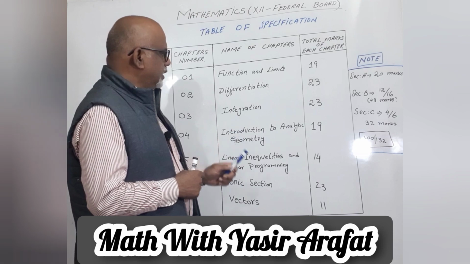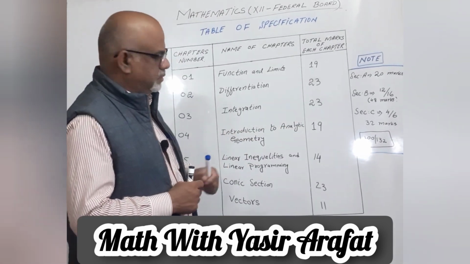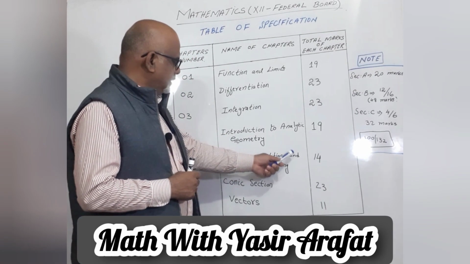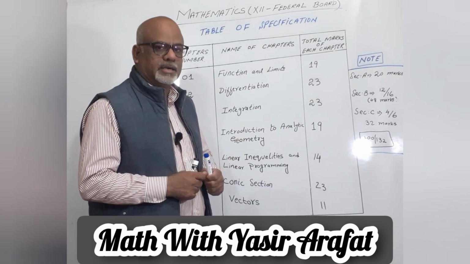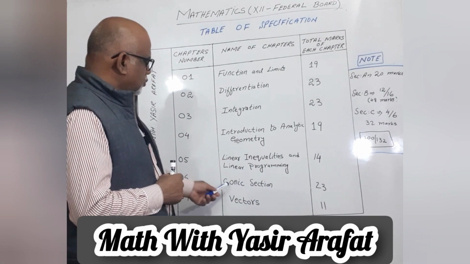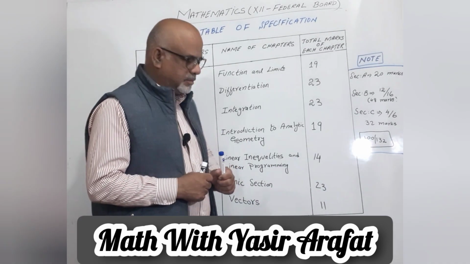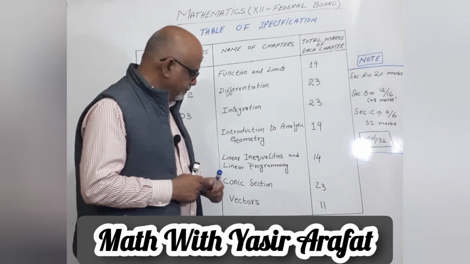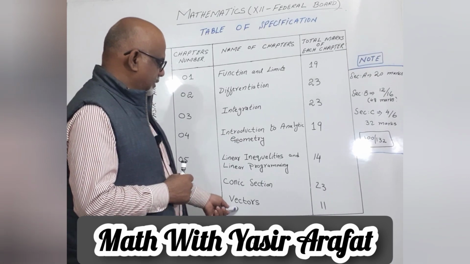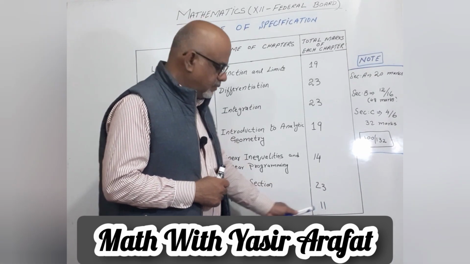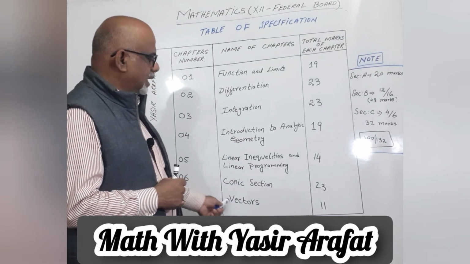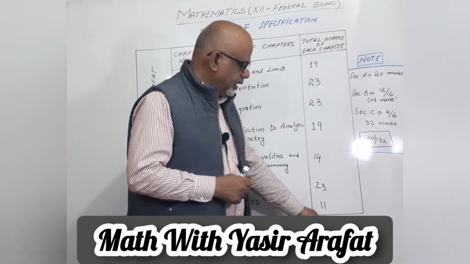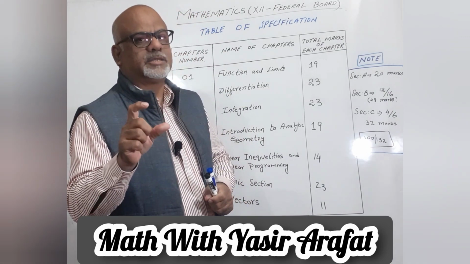Introduction to analytic geometry, there will be 19 marks. Questions will be taken from chapter 4. For linear inequalities and linear programming, there will be 14 marks. Chapter 6 is conic section, 23 marks will be taken from this chapter. And the last chapter, vectors, 11 marks will come from chapter 7, vectors. So the total paper with all choices will be 132 marks, and students will do a 100 marks paper.